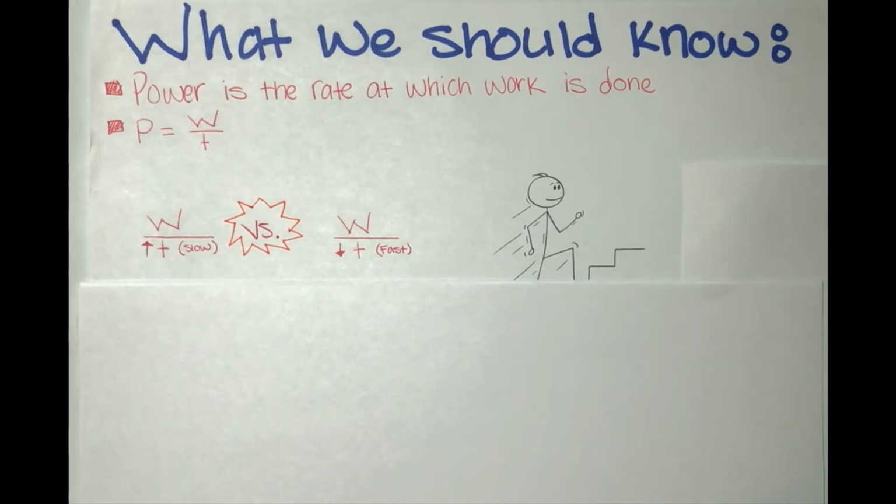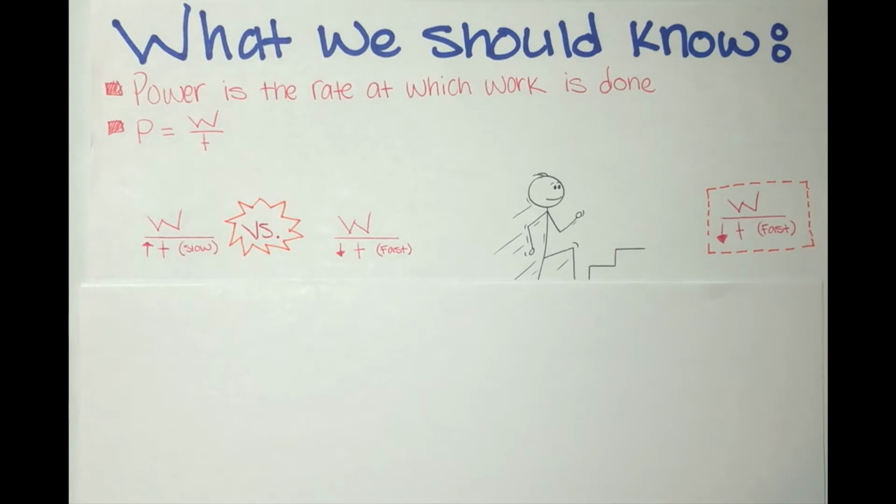When you work through both of these, you see that the work doesn't change, but our time interval does. So if our time is going up and we're running slower, our power is actually going to decrease. On the opposite end of that, if we go up the stairs a little bit faster, our time will actually decrease, and in turn our power will go up, which means that as we increase our speed running up these stairs, it will require us to use more power.